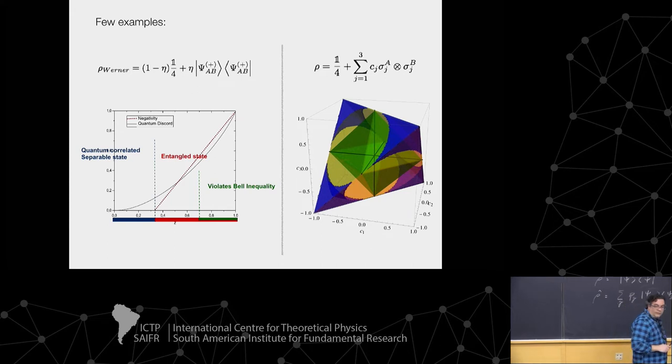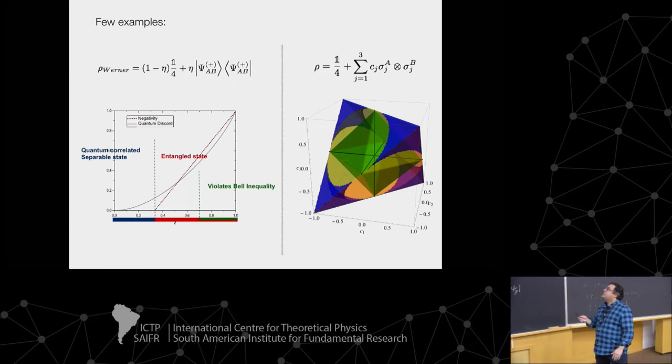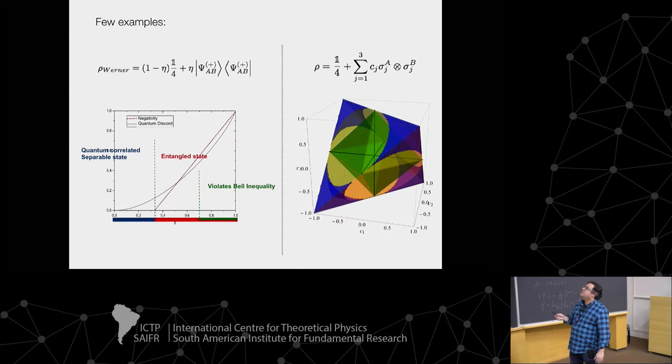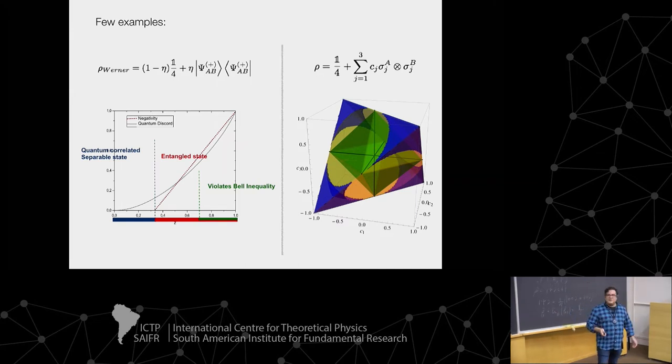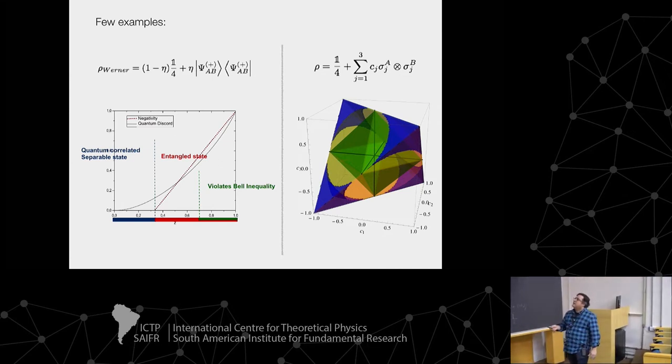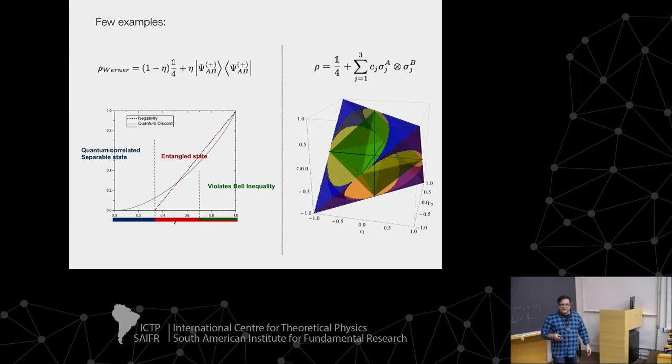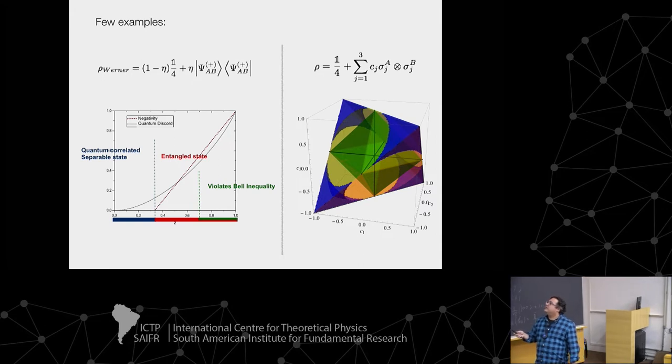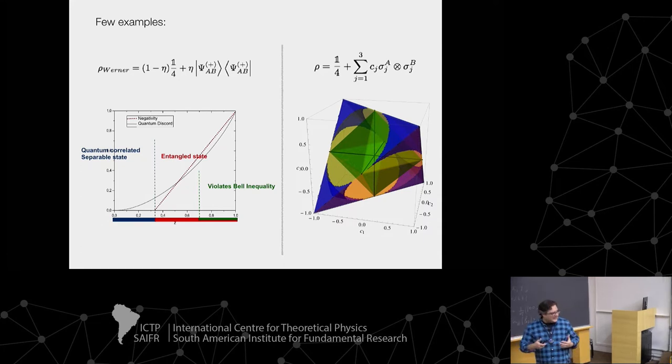For example, for a state like this one, this is the Werner state, so this projector is a maximally entangled state of 2 qubits, like the Bell basis state. And here, eta measures how pure the state is. So I'm mixing a pure state with the identity, with white noise, right? When eta is equal to one, we have a pure state. Here we have one measure of entanglement. It's not a quantifier, but it detects entanglement, the logarithmic negativity.